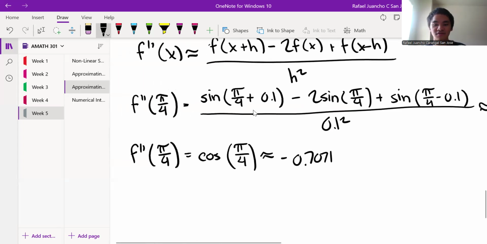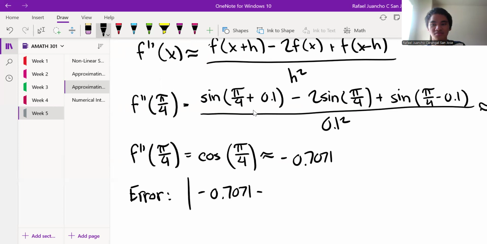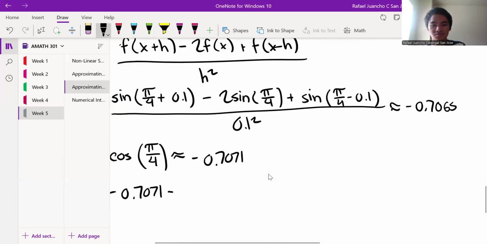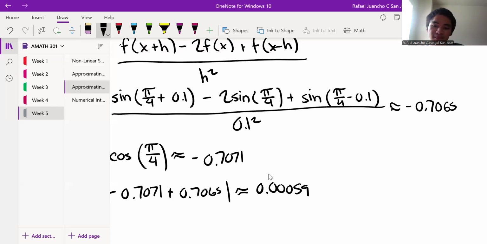With our second derivative approximation. And then let's compute the absolute error. So here my error again is this number minus this number. So here just add. And that's again around 0.00059. So it is extremely close, I would say. Very, very close.